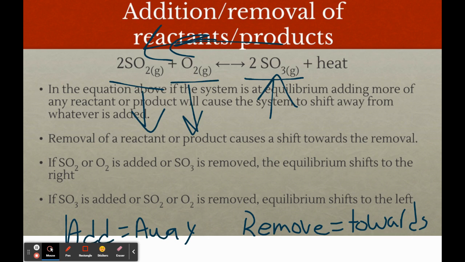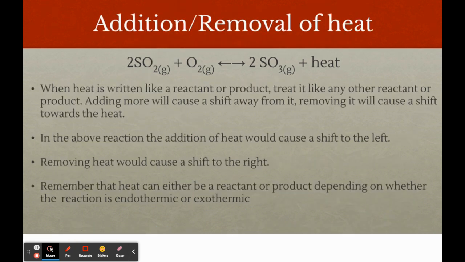So in this case, adding products or removing reactants is going to shift the reaction to the left to make up for that stress. Okay, so next we're going to talk about the addition or removal of heat. This is an exothermic reaction because we have heat written as a product. And if you remember from Unit 6, when heat is given off, it is written as a product, and that is an exothermic reaction. So we want to write heat or energy.